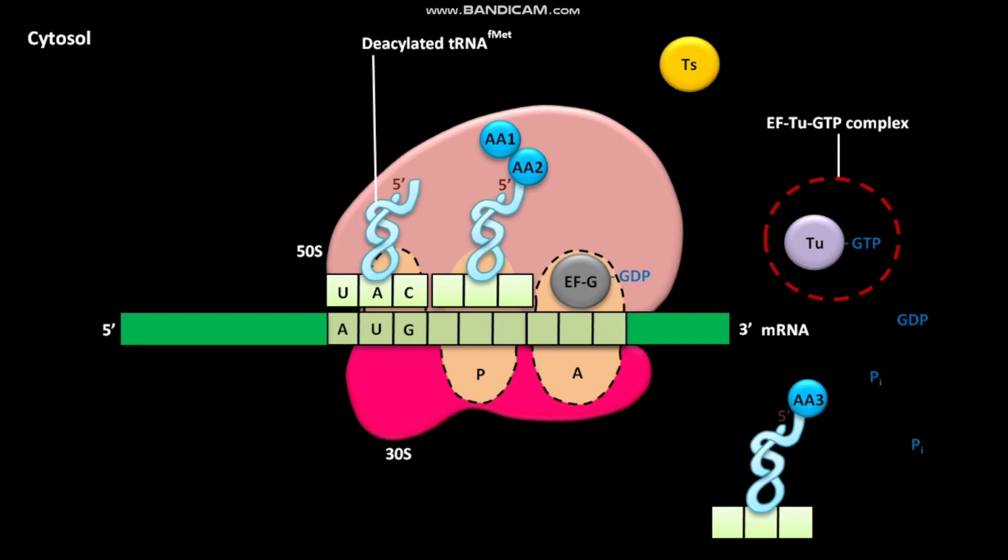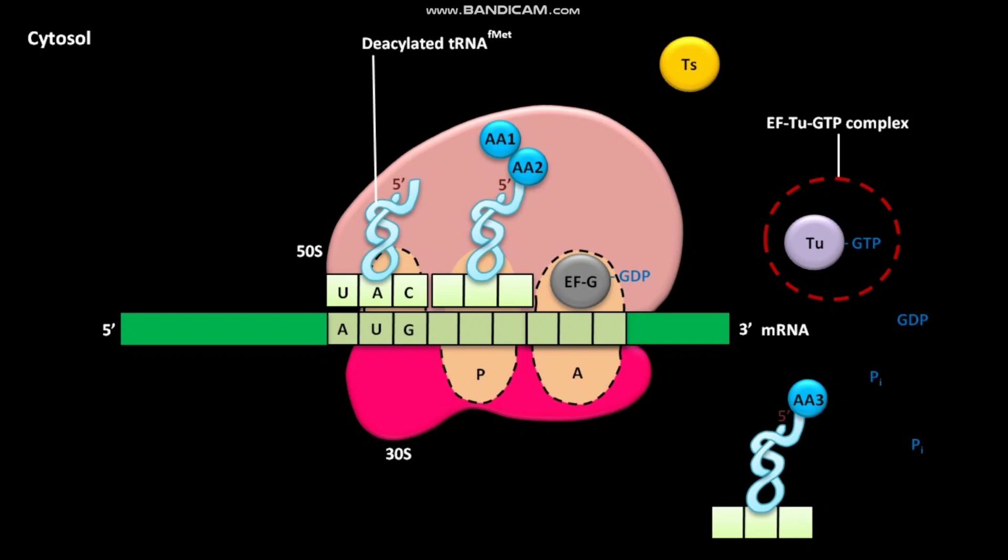The structure of EF-G mimics the structure of EF-Tu tRNA complex. So, EF-G can bind the A site and presumably displace the peptidyl tRNA. As shown here, after translocation, EF-G GDP complex occupies A site, dipeptidyl tRNA 2 occupies the P site, and the deacylated tRNA fMet occupies the E site or exit site.